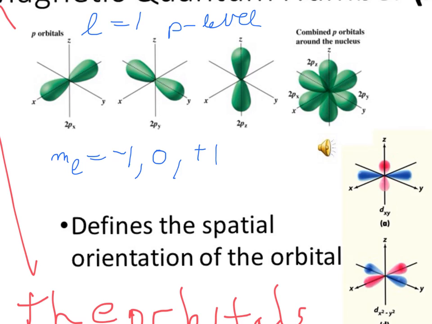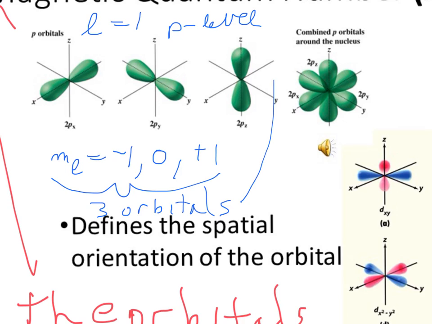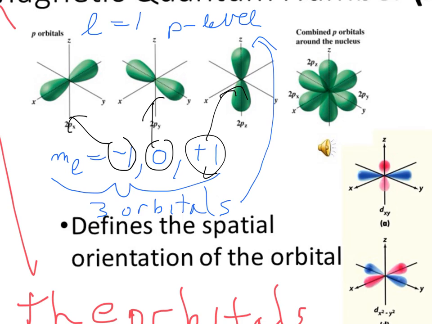So because you have 3 values of m sub l, that means you have 3 orbitals in the P sublevel. So are you beginning to see the correlation? Your m sub l values tell you the number of orbitals, and each one of these values represents a different orbital.